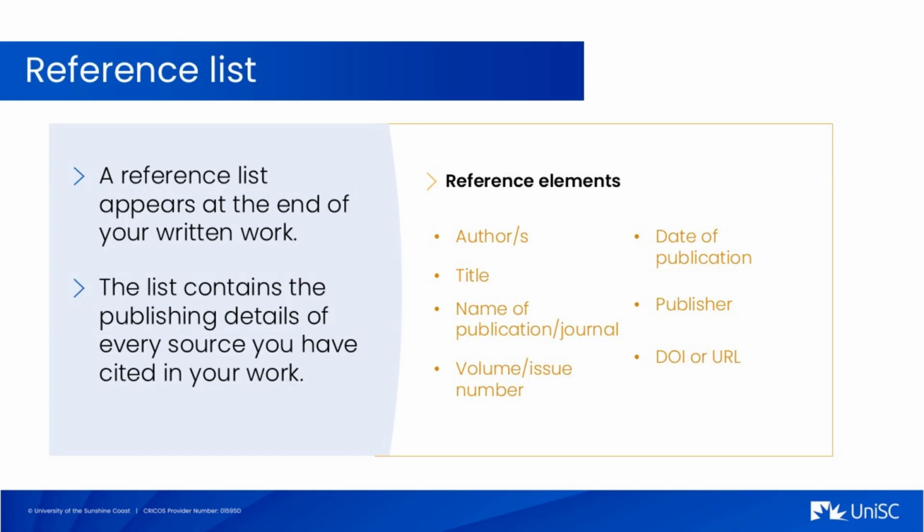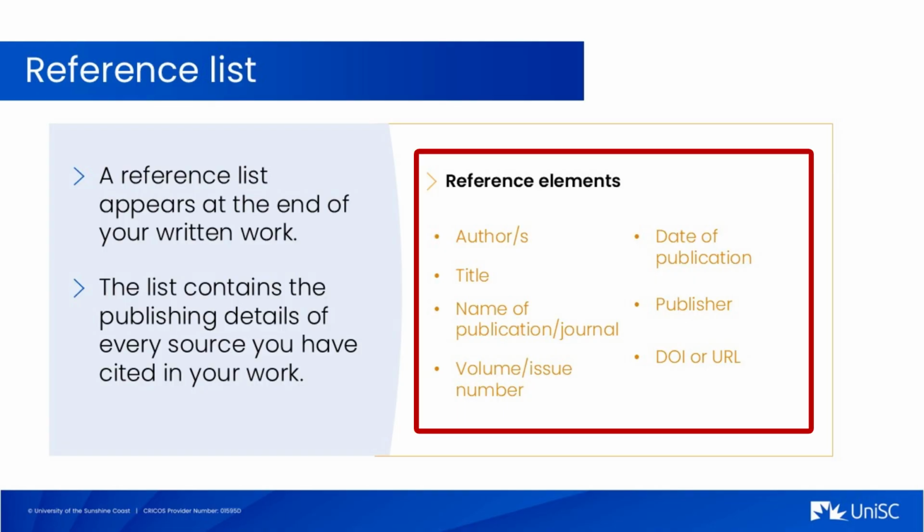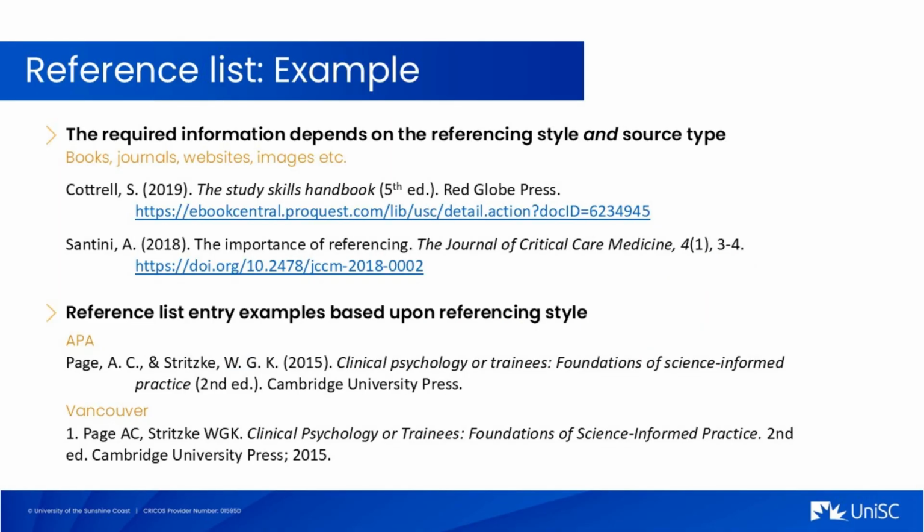In-text citations work together with your reference list. Let's look at how to create a clear and accurate reference list. The reference list appears on a separate page at the end of your assignment. It includes the full publication details for every source you cited in your work. It includes author, year, title, publication or journal name, volume and issue numbers, and a DOI or a URL if relevant. Referencing list entries differ depending on the type of source and referencing style used.